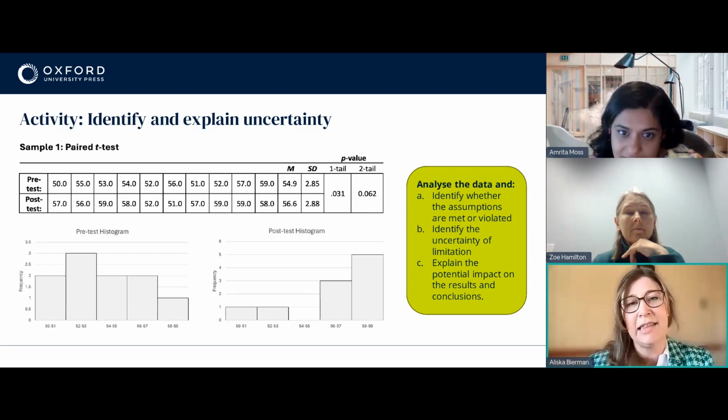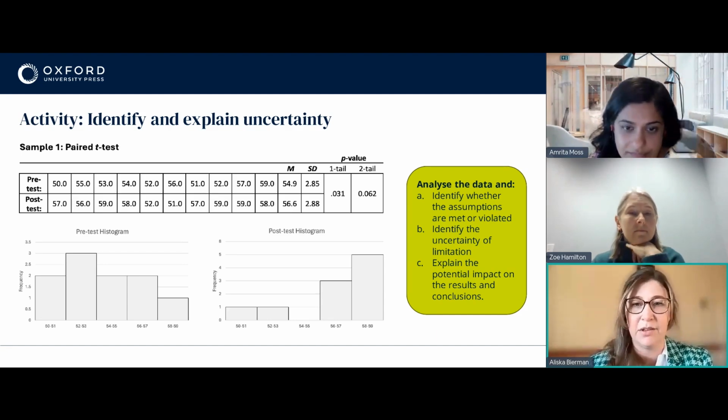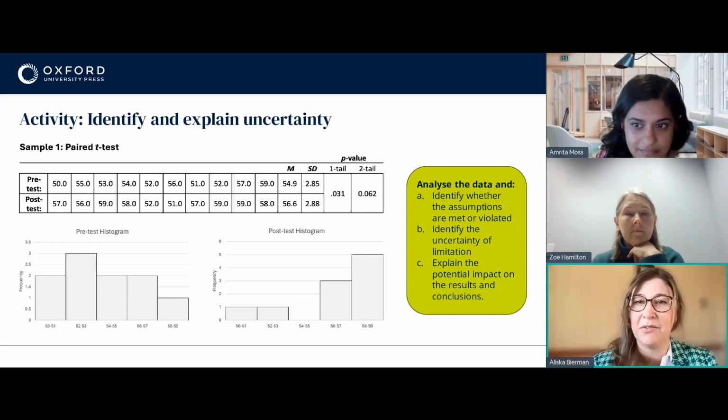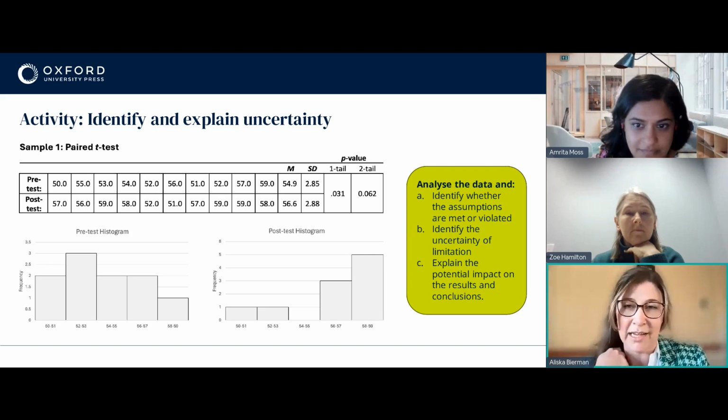And then underneath, these histograms are created in Excel using a frequency table. So that's something students should be able to do fairly simply. And then they just create a column graph. And so my question to our beautiful attendees is, if you analyze the data, could you identify whether the assumptions are met or violated?